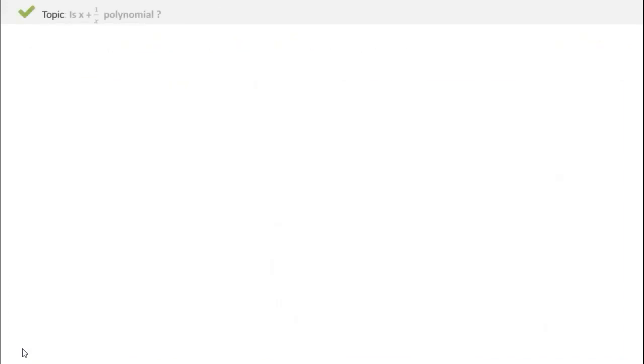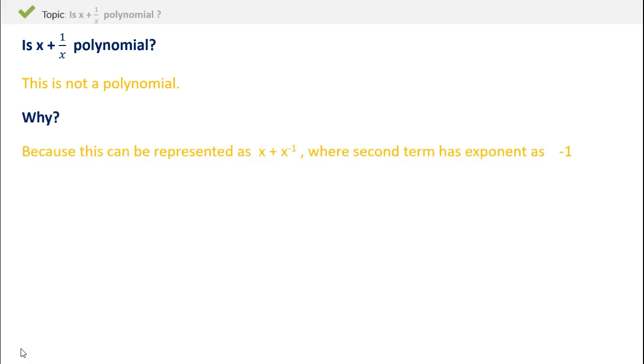Now let's take an example of x plus 1 by x. Is this a polynomial? This is not a polynomial. Why? Because this can be represented as x plus x to the power minus 1, where the second term has exponent minus 1, which is not a whole number, and hence this cannot be a polynomial.